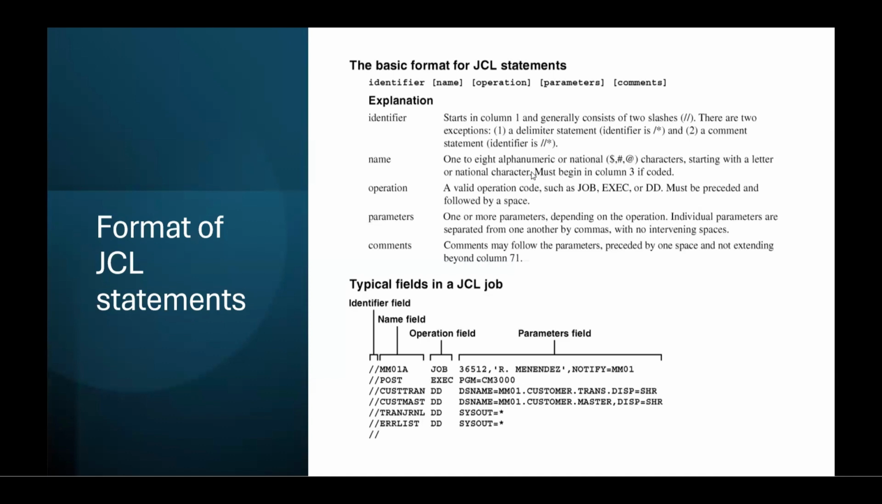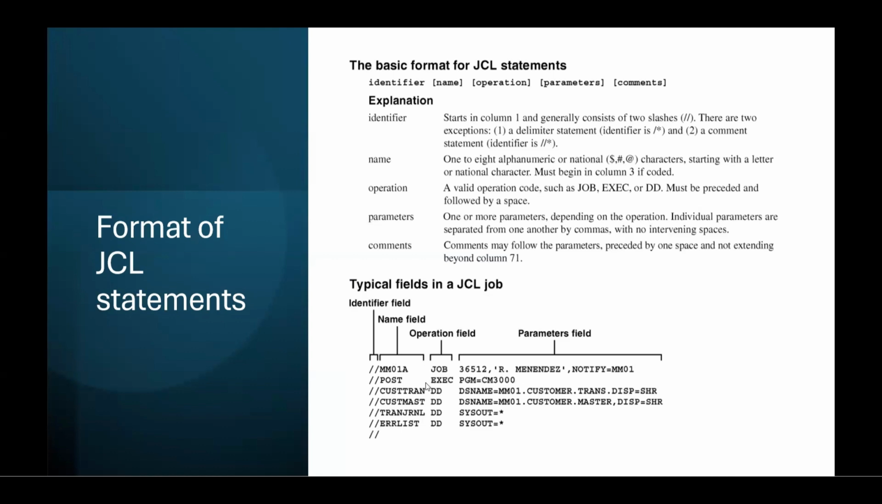And after that, we will be having the name field. So 1 to 8 alphanumeric or national characters, starting with a letter or a national character, must begin in column 3 if coded. Okay, so this is the name field. The name of any particular job is written here. As mentioned, 1 to 8 alphanumeric or national characters can be used. Here you can see we have written the name field and all are starting with alphabetic values only. You can use special characters as well.